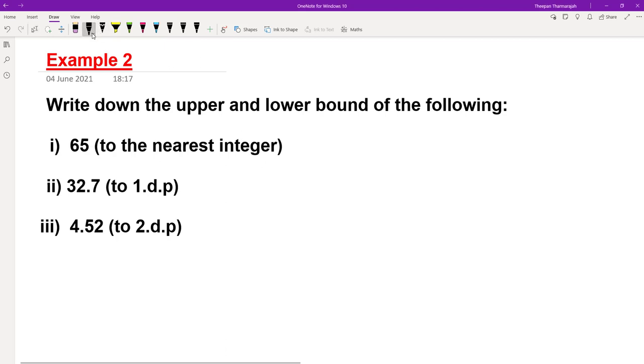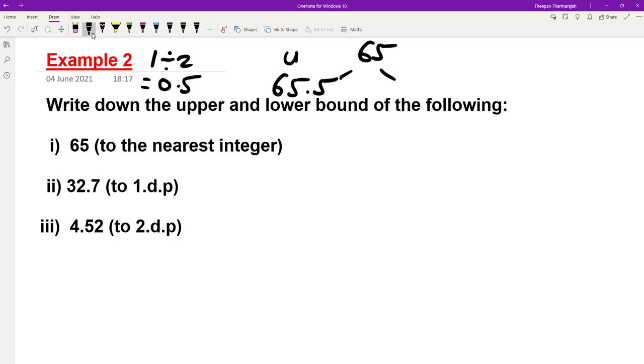Okay, welcome back. So the first one, 65 has been rounded to the nearest integer. So we know how to do this. We do 1 divided by 2, which is 0.5. And we're going to do 65 here. The upper bound is 65 plus 0.5, which is 65.5. We call that the upper bound. The lower bound is 65 minus 0.5, which is 64.5, which is the lower bound.